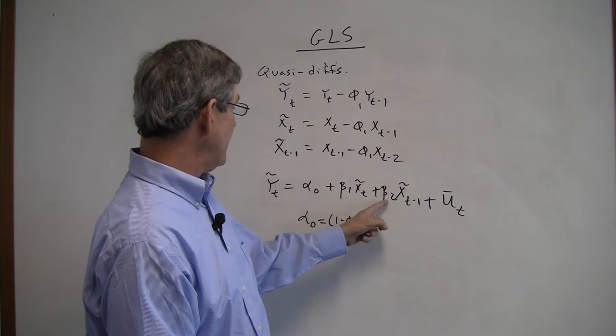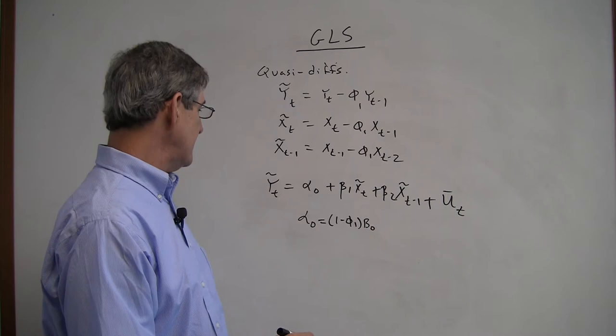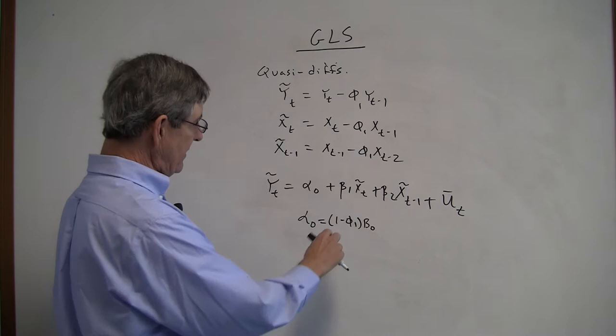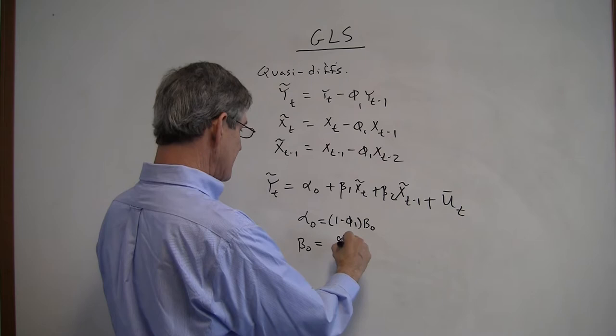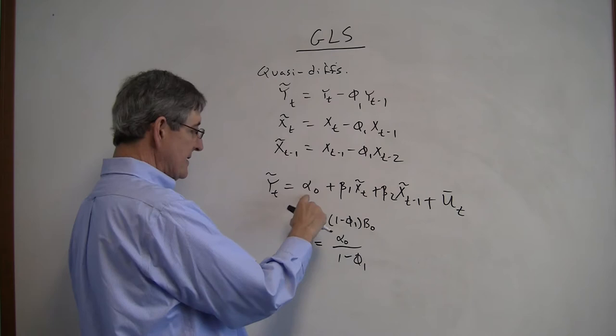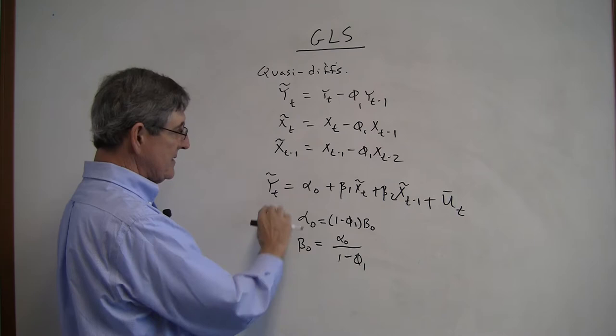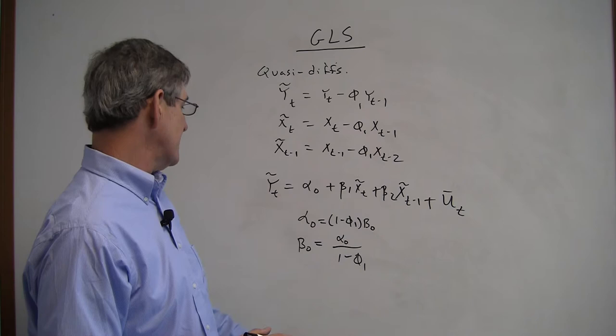You're not usually that interested in what the constant is anyway, but you can recover beta 0 if you know what phi 1 is or you have an estimate of it. You could just say, well, beta 0 here is just alpha 0 over 1 minus phi 1. When we estimate this, we'll get an estimate of alpha 0, and we'll have a way to get an estimate of phi 1. So you could get an estimate of beta 0 from this regression as well if you want to. But as I said, usually you're not that interested in the constant.